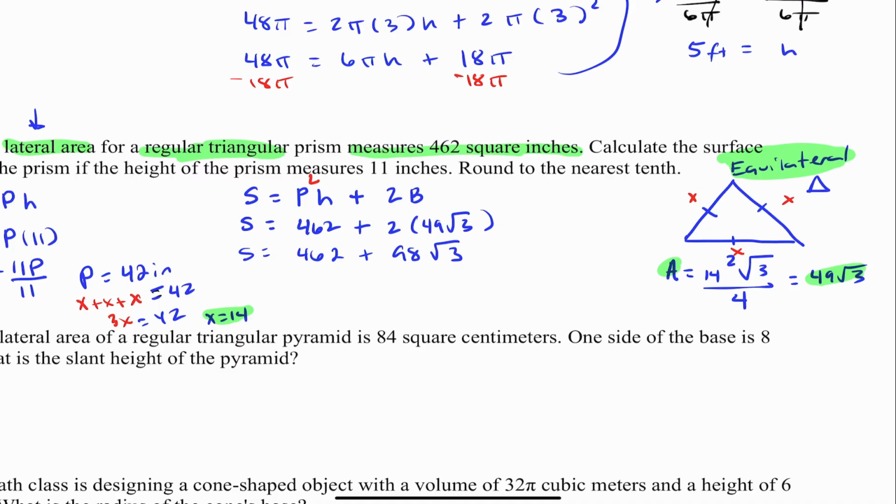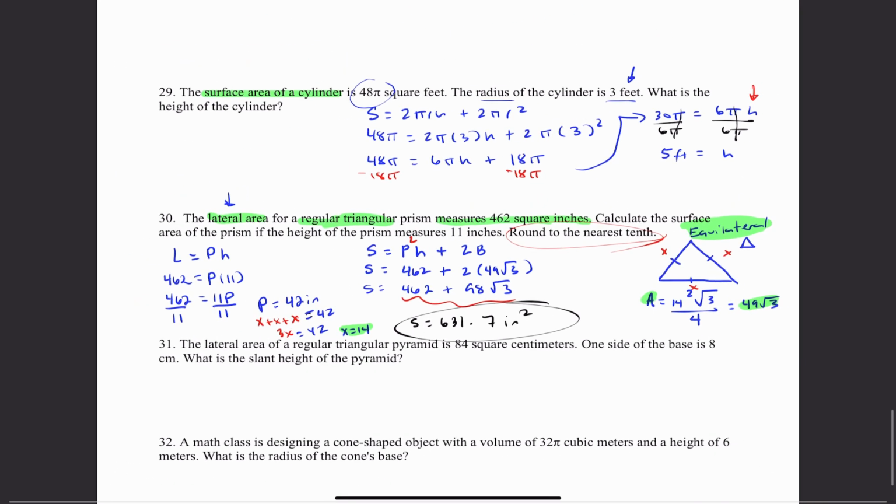And now what I'm going to do is put all this into my calculator. So we're going to round to the nearest tenth here. So it's s equals 631.7 square inches. And that is your answer. Lots of thinking for this one.